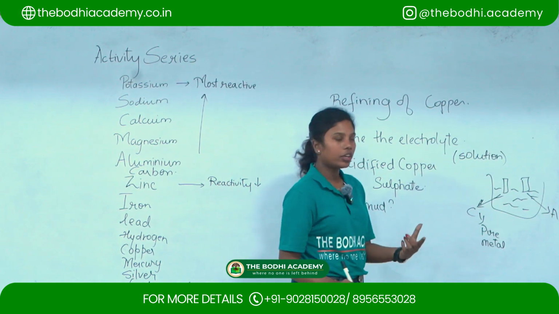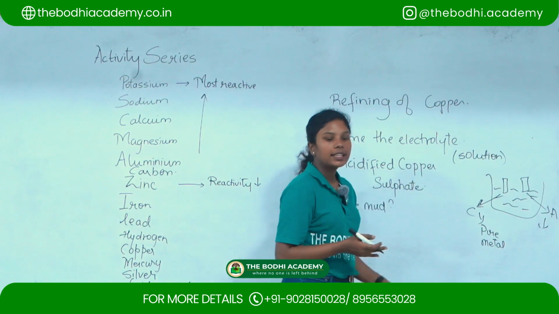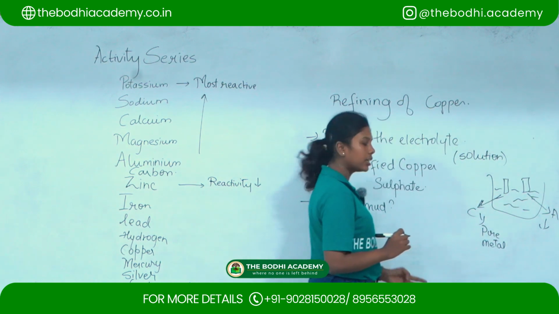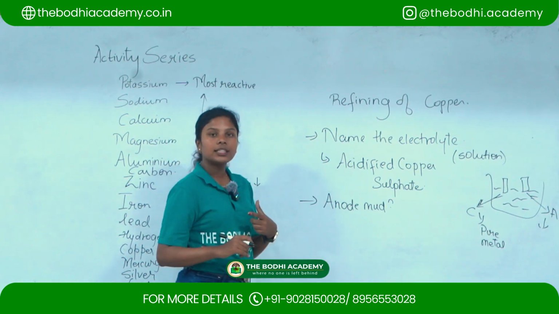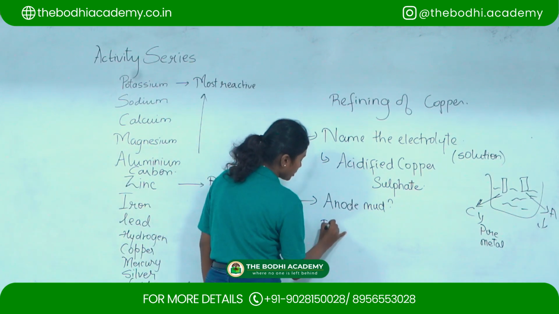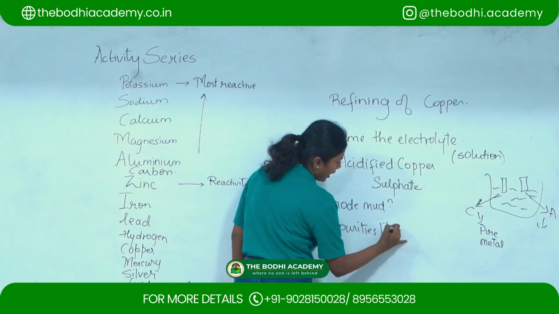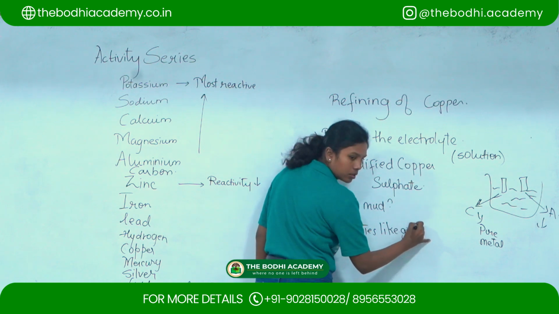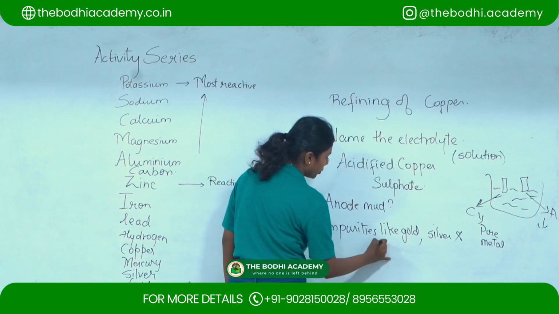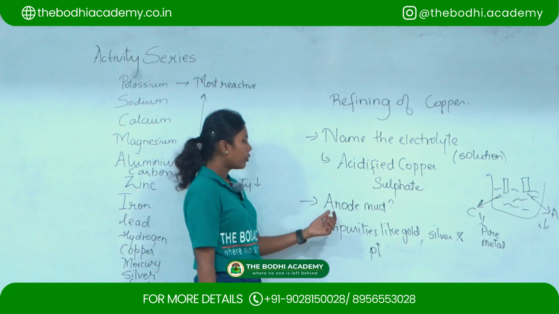Whereas for the anode, we use the impure side. Whatever we want to purify, the impure side we use at the anode. So that is the reason why this is known as the anode mud, because it is having all the impurities that are present, like gold, silver and platinum.